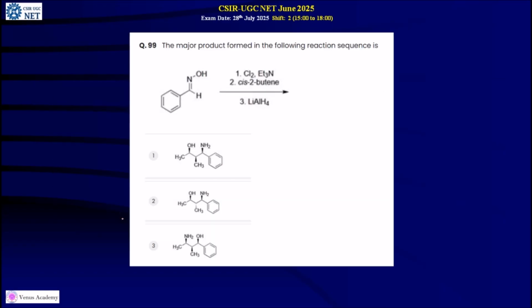Next, question number 99. The major product formed in the following reaction sequence is. So what is happening? Chlorine in presence of triethylamine, cis-2-butene, yes, this is cis-2-butene, followed by lithium aluminum hydride. Yes, option number 1 is going to be the correct option, students. Question number 99, option number 1 is the correct option, students.